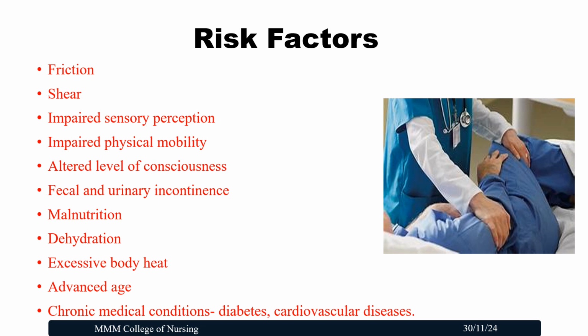It may occur when the skin is dragged across a surface, such as when changing position or when a care provider moves the patient. The second is shear. Shear occurs when two surfaces move in opposite directions. And third, impaired sensory perception. For example, spinal cord injuries, neurological disorders and loss of sensation. People with these conditions may have impaired sensory perception, so they may develop bedsores.